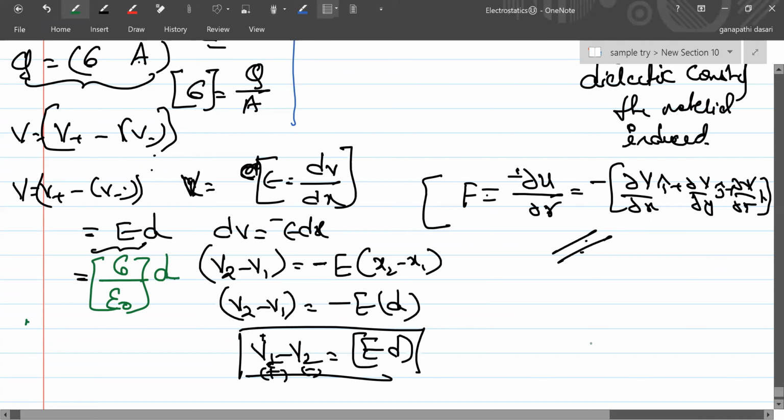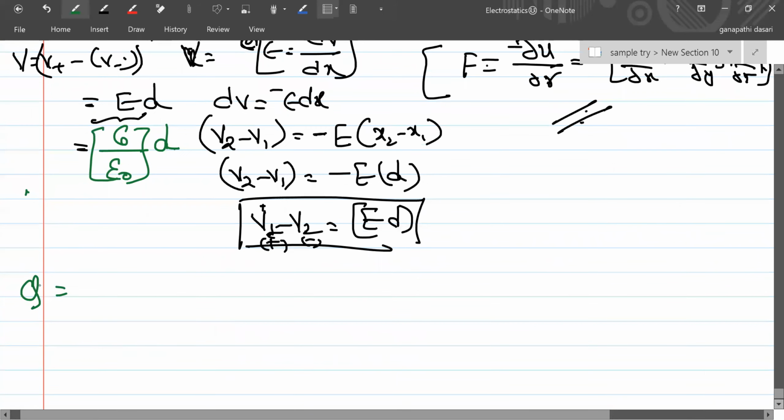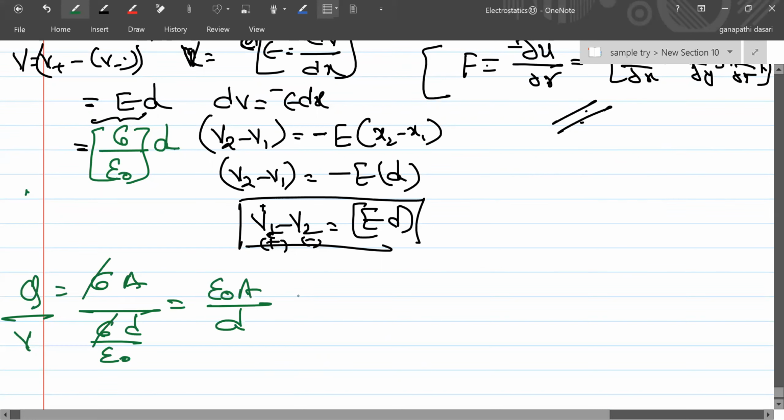Now if you divide Q by V, Q is equal to something into V. So try to find out what that is. Q is sigma A, and V is sigma d by epsilon naught. Sigma cancels, and that gives epsilon naught A by d, which is the formula. That formula we have derived now.